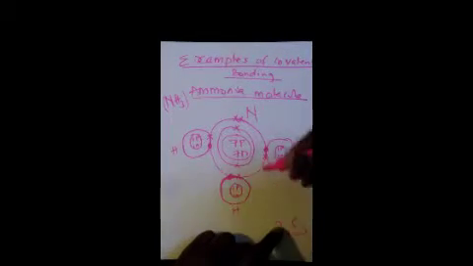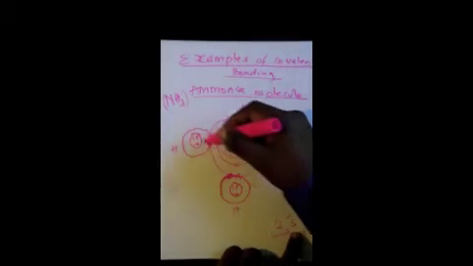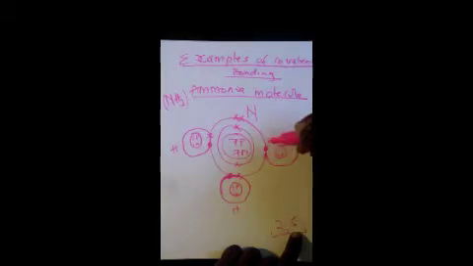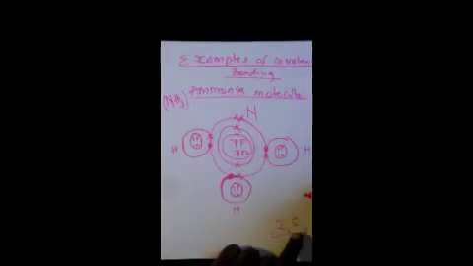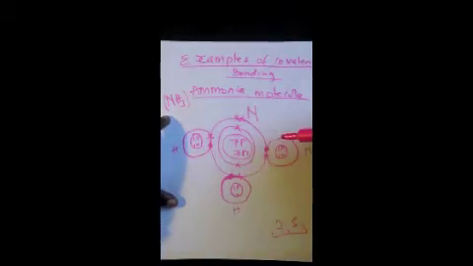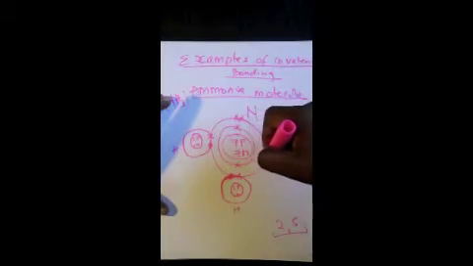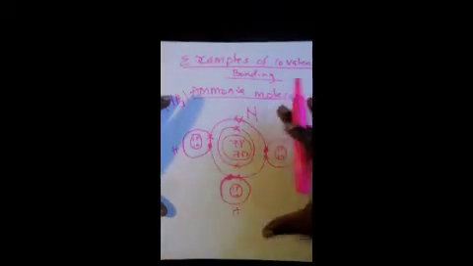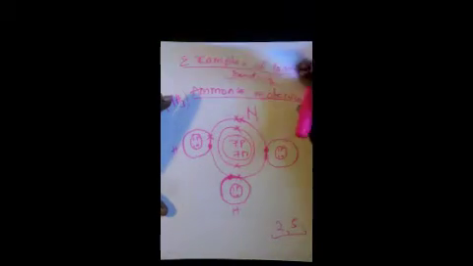So you find that these 2 will go inside. Therefore, the outer one requires 3 electrons in order to be full. That is why it attracts 3 atoms of hydrogen in order to make its outer layer satisfied, like to make the outer orbit of electrons to be full. So that's another example of a covalent bond.